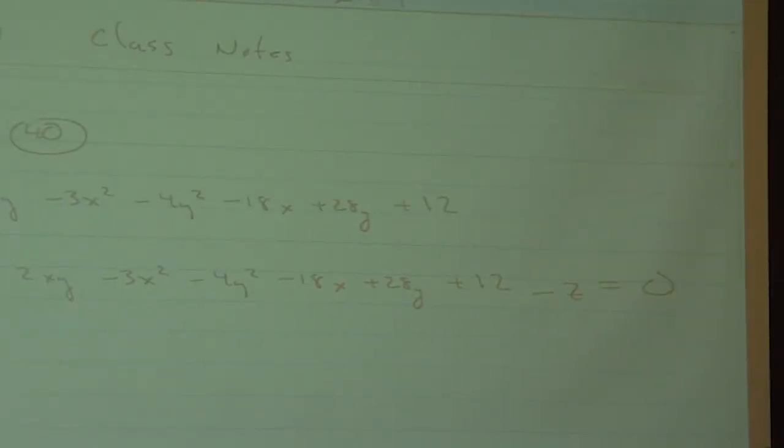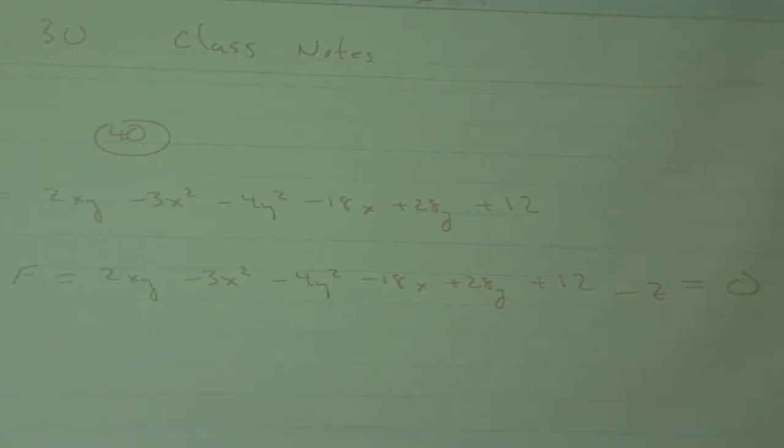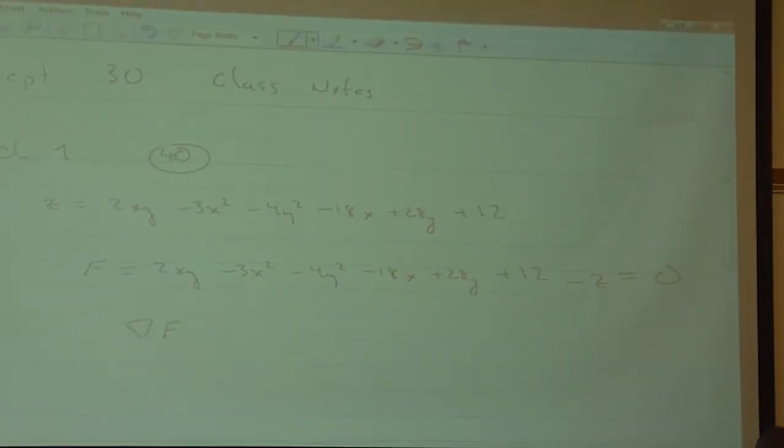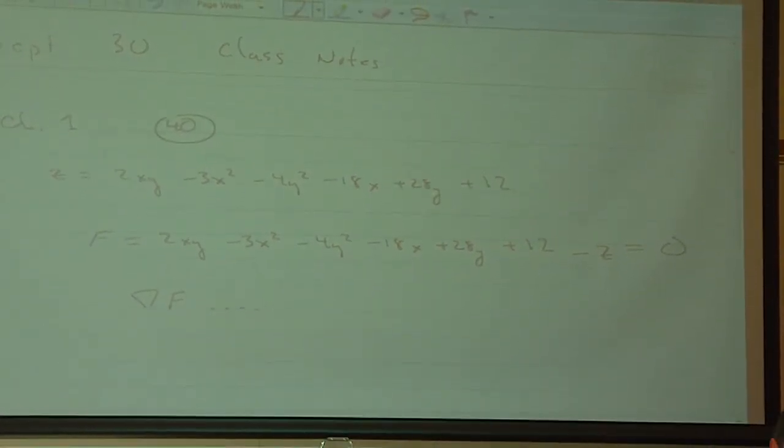Does that make sense? z is equal to all that stuff, so all that stuff minus z equals 0 is the same thing. Now the gradient of that points perpendicular to the hill. So the gradient of that, I can take the derivatives, right? I have x hat times 2y minus 6x minus 18, plus y hat times 2x minus 8y plus 28, plus z hat times negative 1.